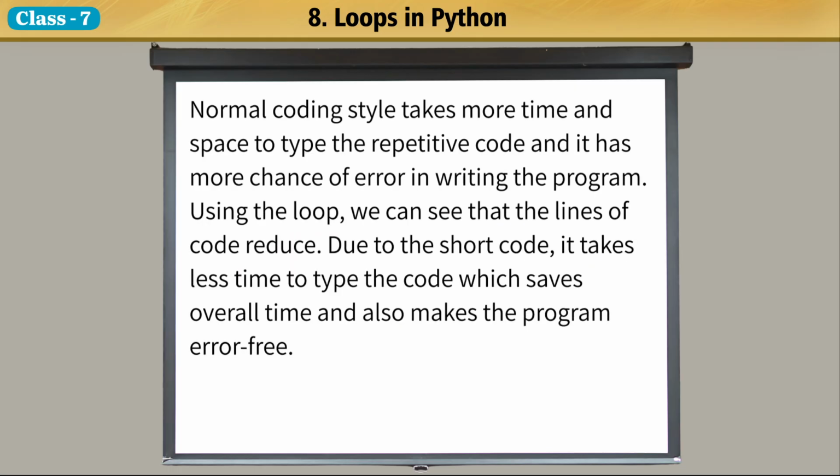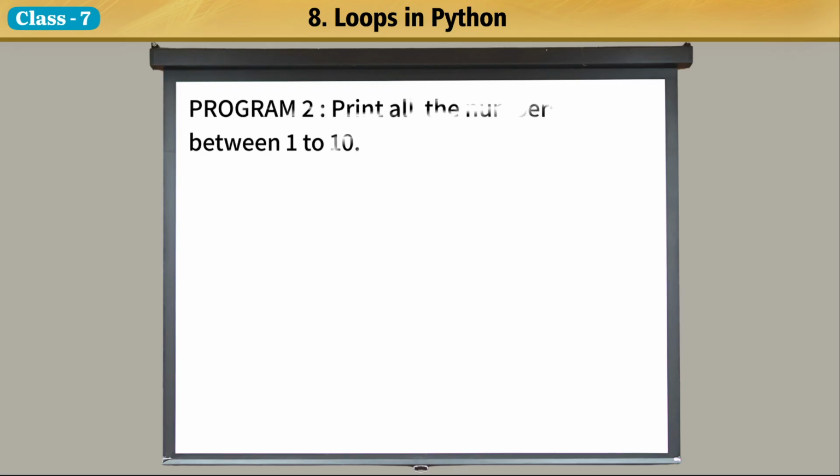Normal coding style takes more time and space to type the repetitive code, and it has more chance of error in writing the program. Using the loop, we can see that the lines of code reduce. Due to the short code, it takes less time to type the code, which saves overall time and also makes the program error-free.